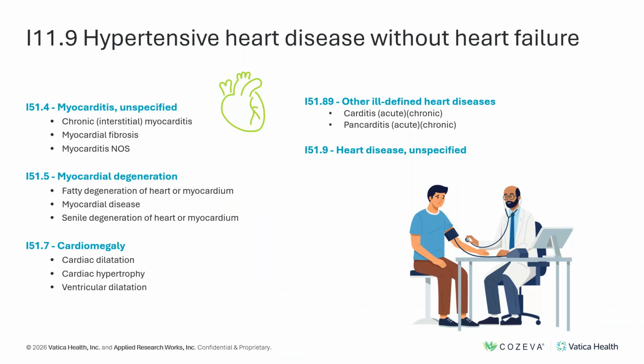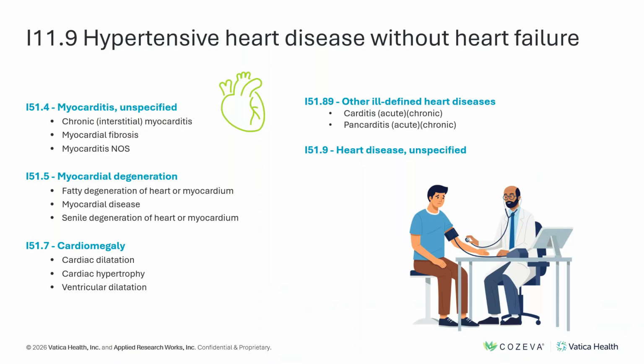So unless you clearly document that these conditions are unrelated to the patient's hypertension, then they are coded as hypertensive heart disease. A really common example is a patient with hypertension, and they have an echocardiogram that shows left ventricular hypertrophy. If there's no documentation stating that the LVH is due to another cause, then the coding guidelines presume it's related to the hypertension, and we use I11.9 for hypertensive heart disease without heart failure.